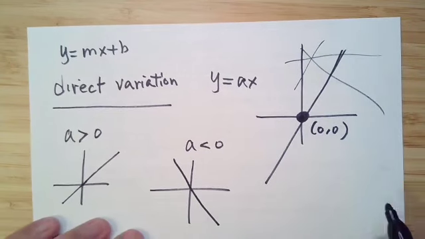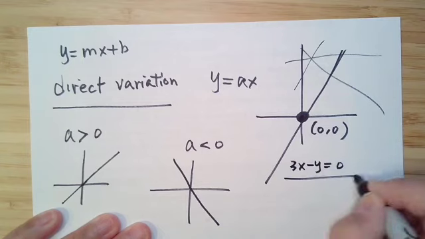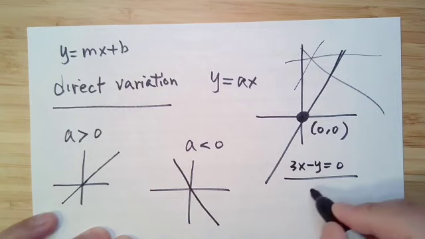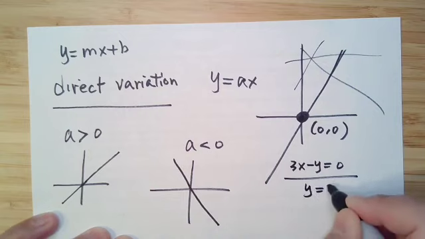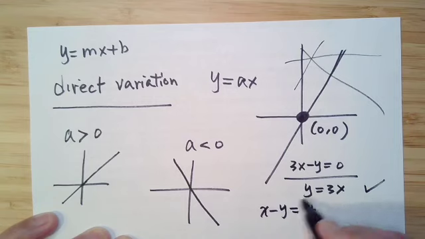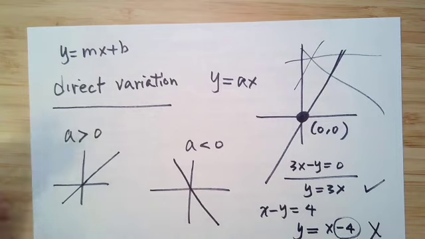So let me ask you, 3x minus y equals 0. Is this a direct variation relationship? Well, I move y to the other side, I get y equals 3x. The answer is yes. Okay. What about x minus y equals 4? Then you move x or you move y. Anyway, you get y equals x minus 4. Oops, you have this y-intercept, so this is not a direct variation. That's the only thing you need to know about direct variation.